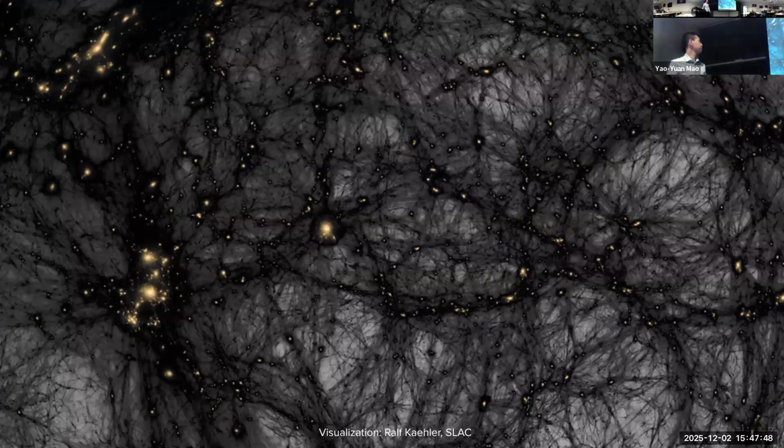So this kind of thing is a galaxy cluster, a large isolated halo, but you also see smaller dots. These are potentially places that can host smaller galaxies.